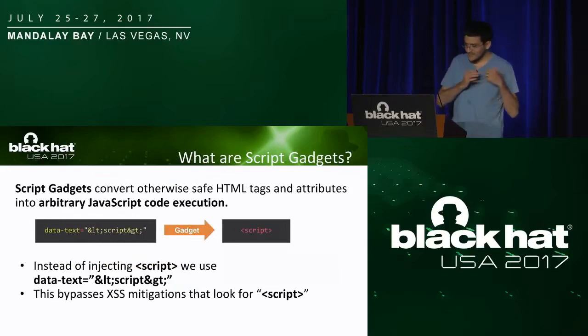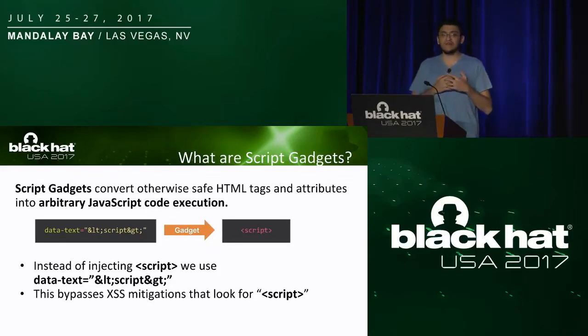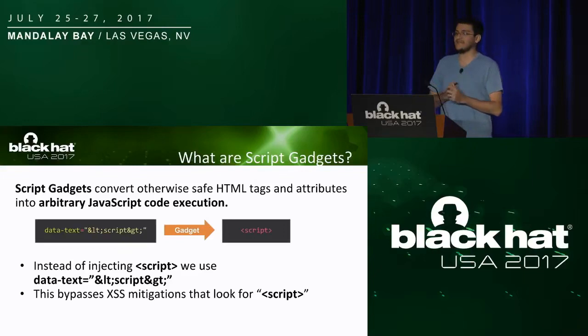So just to summarize very quickly, what happens is that they convert the otherwise safe attribute into something active. And instead of injecting a script, which will be detected by all these mitigations, you just inject something else. And these bypass XSS mitigations that look for that. And what we want to do now is to figure out how prevalent these snippets of code are. Maybe they never happen, maybe they happen sometimes.